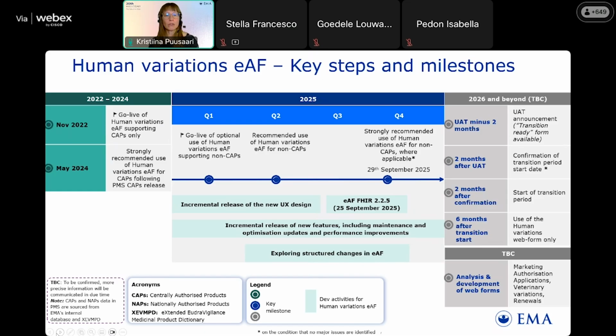And we have been working on incremental release of new UX designs earlier this year. We have added new features, improvements, performance improvements, and we now also have on the 25th of September a new FHIR version, which will enable us to make some additional improvements. We'll talk about those later during the demo, but that's why the date of the recommended use is the end of September, because we wanted to benefit from all the new things that come in the FHIR release on the 25th.